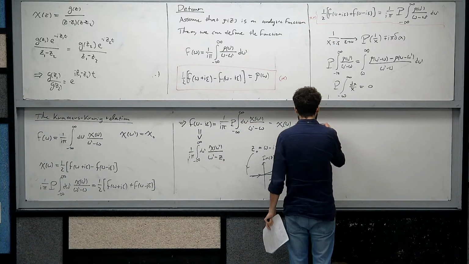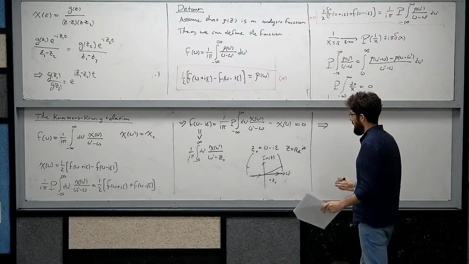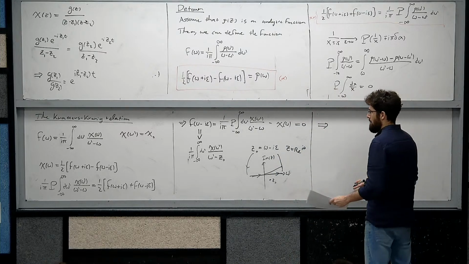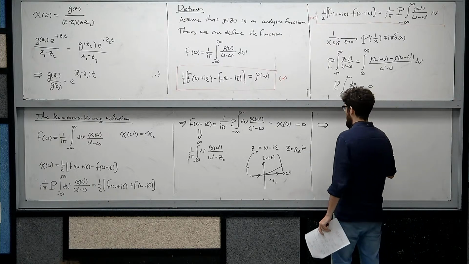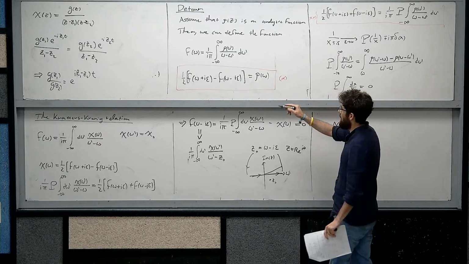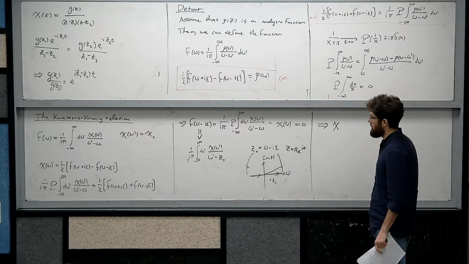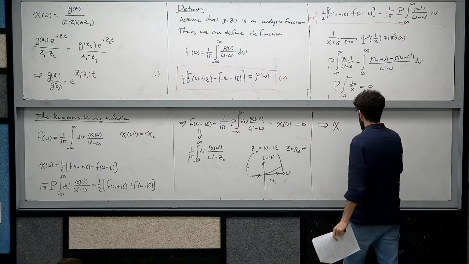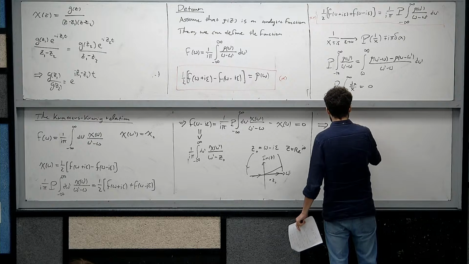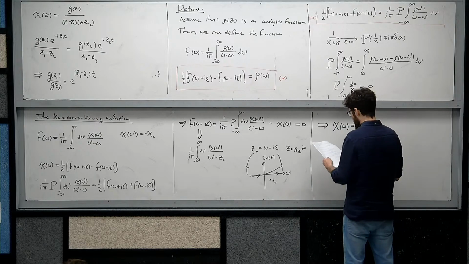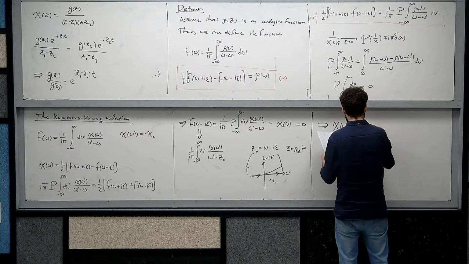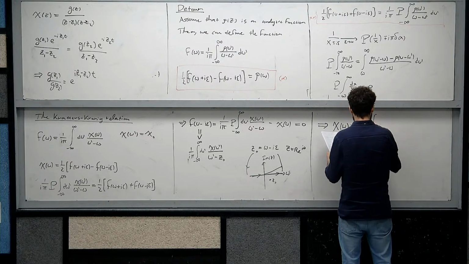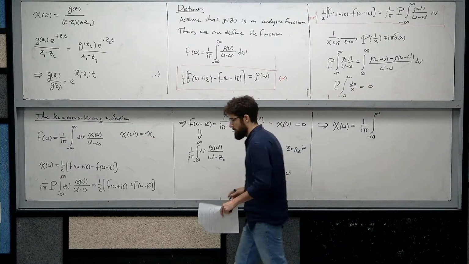So basically, let me summarize. Because chi of omega is analytic in the upper half plane, and we saw this cute relationship between analytic functions, we found that chi of omega is actually related to itself in some funny way: 1 over i pi, the integral from minus infinity to infinity, the principal value.